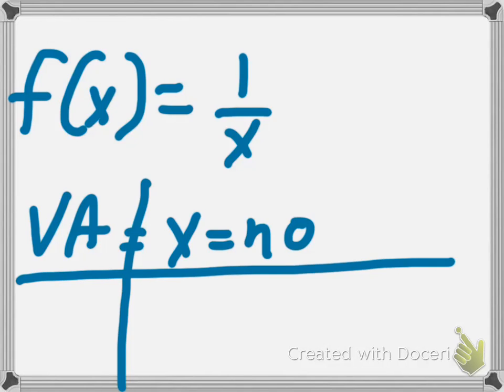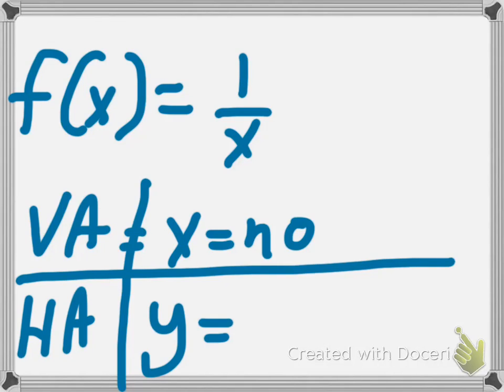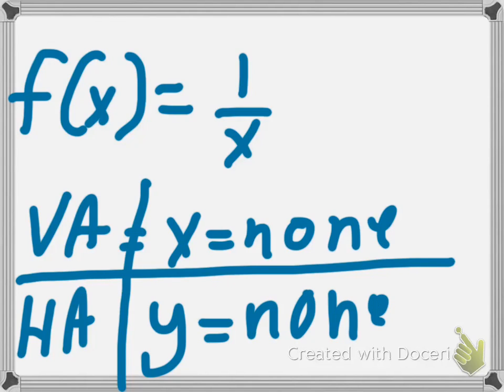Next thing we need to do is find our horizontal asymptote. Based on our problem, there is none. So what we write is y equals none. It's also the same thing for x. My apologies. Next thing we need to do is find our domain and range.